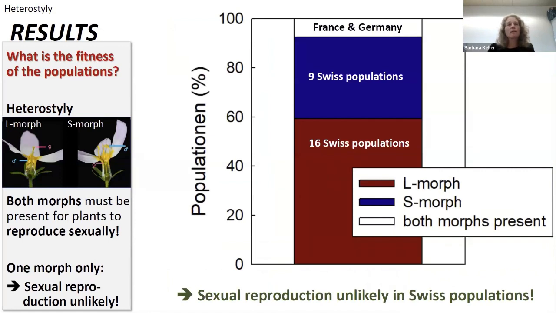Here you see the result of the clonal composition of the populations. We found both morphs present only in France and Germany, while all Swiss populations had either only long-styled morphs in red or short-styled morphs in blue. Therefore, sexual reproduction is unlikely to occur in Swiss populations.